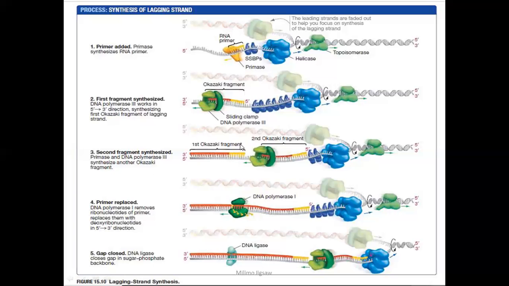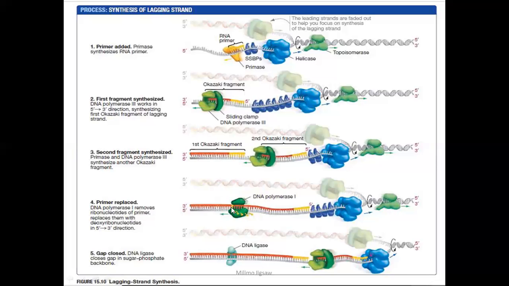We also need a second primer. So a second primer will be bonded there. And then DNA polymerase 3 will synthesize the second Okazaki fragment. And then these primers are continuously being added.